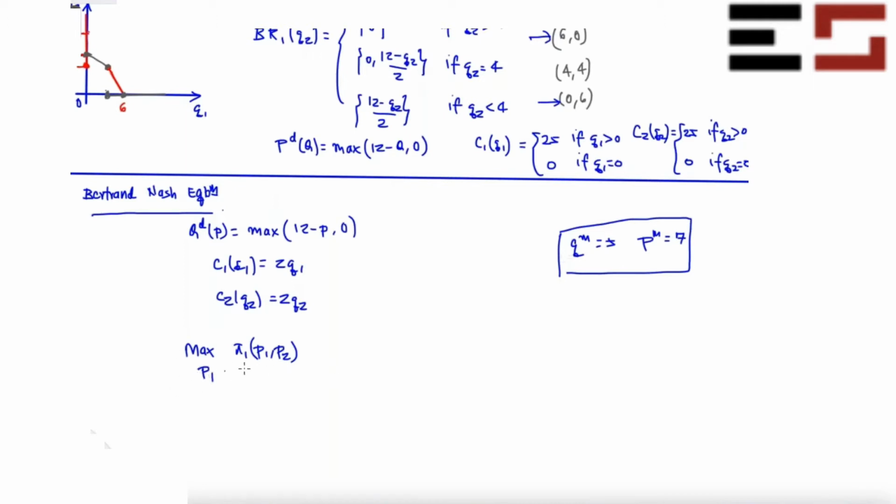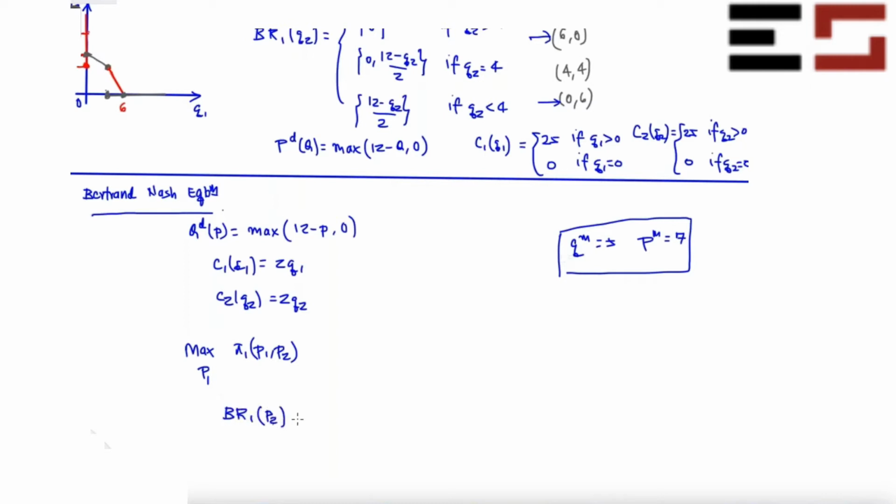How do I solve this problem? I want to maximize the profit of firm 1 with respect to P1. Again, I'm going to take P2 as given, and the solution to this problem will be part of the best response of firm 1 given P2. Whatever solves this will belong to BR1(P2). So let's do this problem.